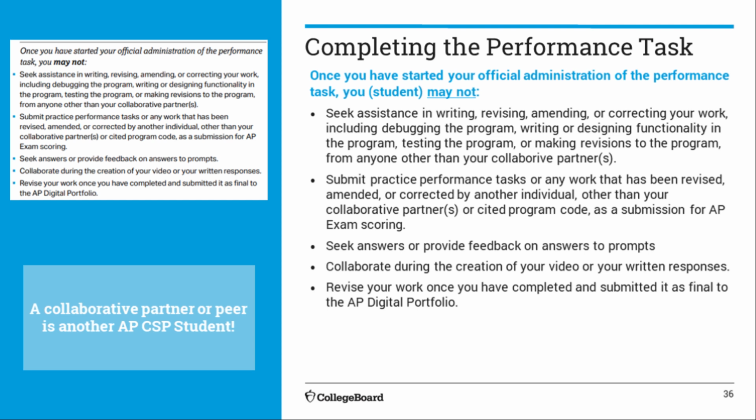Things that you may not do. You cannot seek assistance in writing, revising, amending, correcting any of your work. This includes debugging your program other than collaborative partners, which is another CSP student. That's the only person that you can get help from when you're writing your program or debugging your program. You cannot get this help from your teacher, your older sibling, your parent, your uncle. None of that works. You may not submit a practice performance task, so make sure you're submitting original work for this.